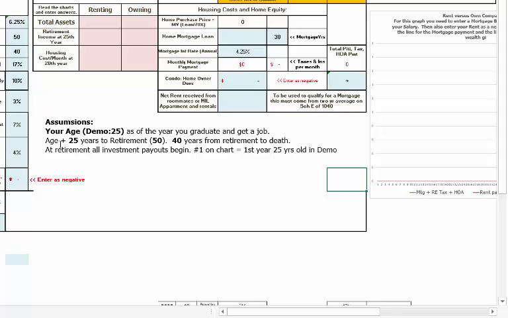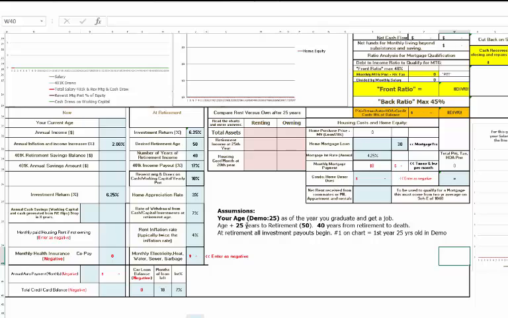Then your retirement is your age from the beginning, in this demonstration 25, plus 25 years. So we're saying 25 years to retirement. You'd be 50 in this example when you retire. And we also have 40 years from the date of retirement to death. And yes, unfortunately, we are all going to depart this world. At retirement, all investment payouts begin. And the number 1 in the charts, and the numbers are really small up here as you can see, the age of 25 will be the first year.